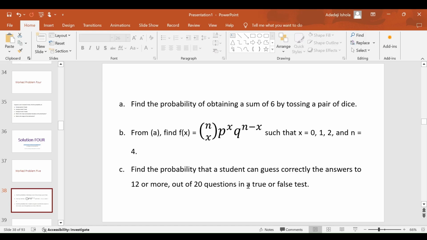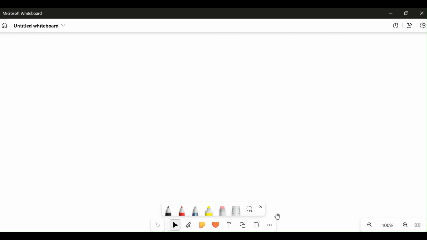All right, we've gotten to the last part of this question here. The last part of this question is we have to find the probability that a student can guess correctly the answer to 12 or more out of 20 questions in a true or false. To do this, what we do is very simple.